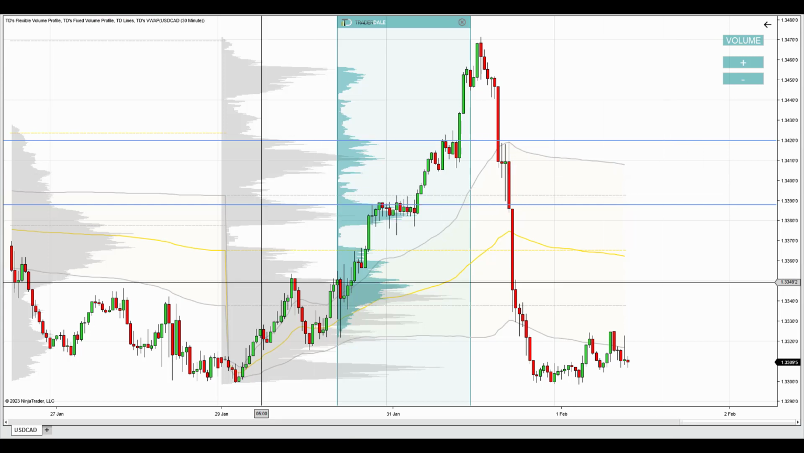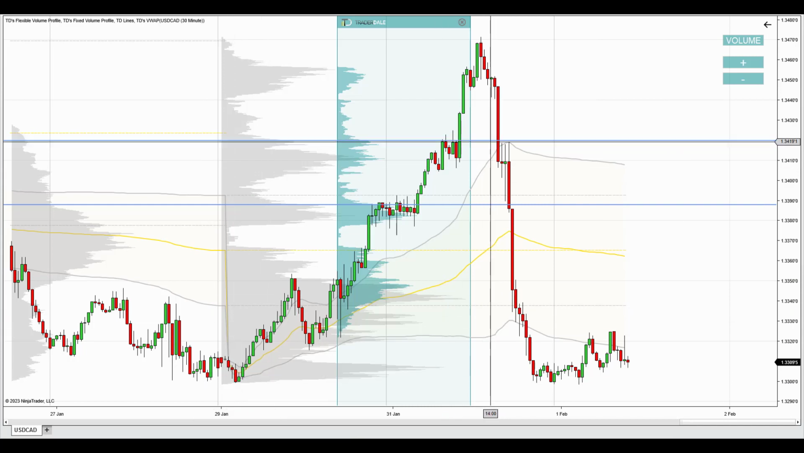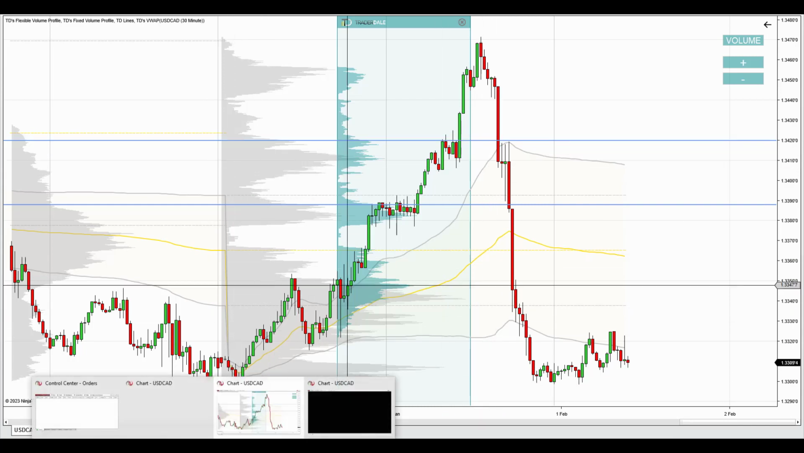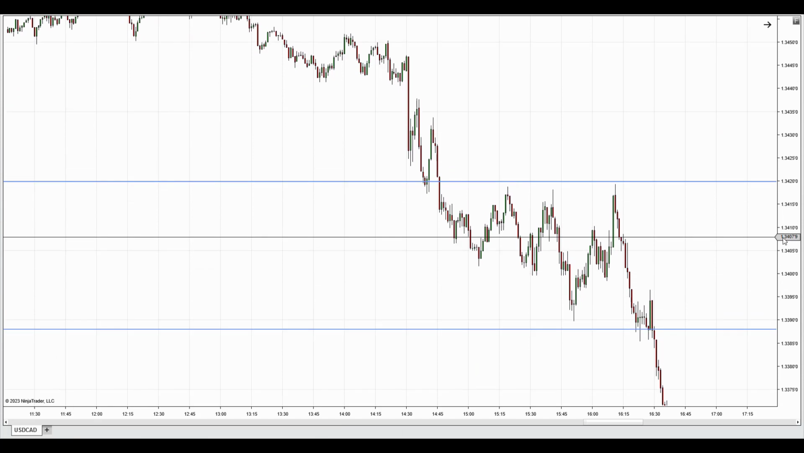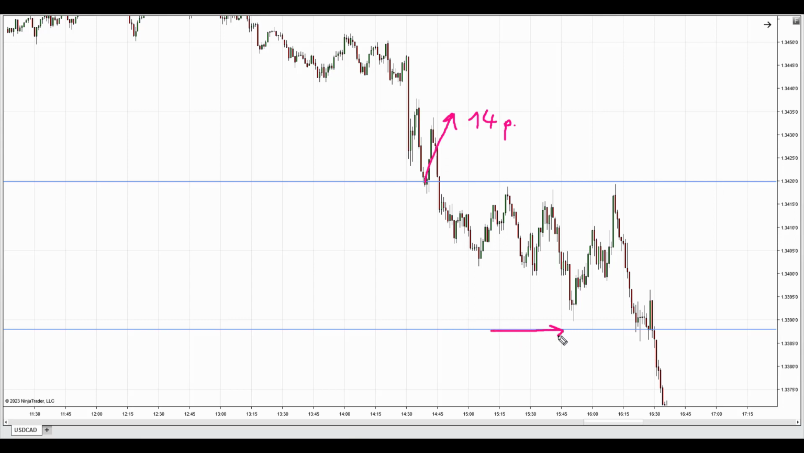So let me now switch over to the 1 minute chart to have a detailed look at what happened here around those two levels. So this is the 1 minute chart. This was the reaction to the first level. Reaction was 14 pips, and the second level was in here.